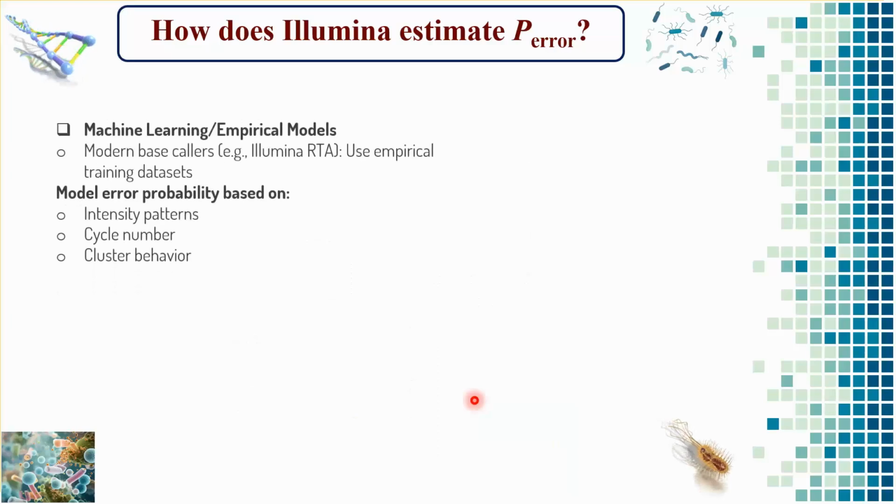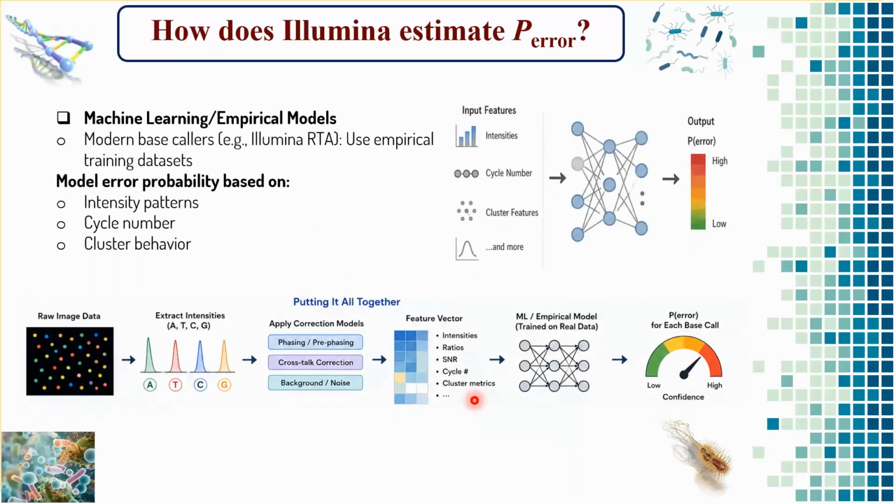Finally, machine learning and empirical models. Modern base callers such as Illumina's real-time analysis software use large training datasets. They model error probability based on intensity patterns, cycle number, cluster behavior, as we can see here as well as here. So in summary, probability of error is estimated using signal comparison, noise levels, phasing effects, channel correction and statistical modeling. If the signal is clear and well separated, the probability of error is low. If the signal is mixed or overlapping or noisy, probability of error is high.